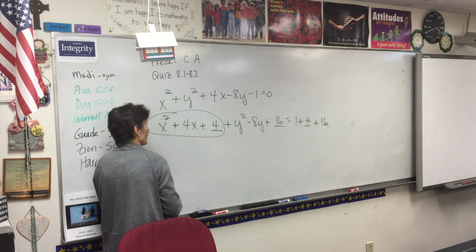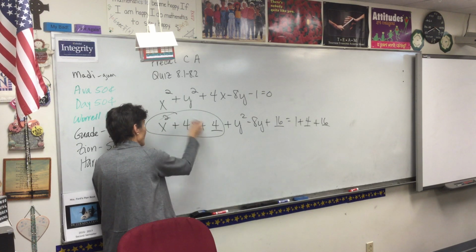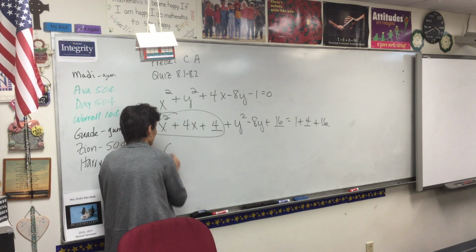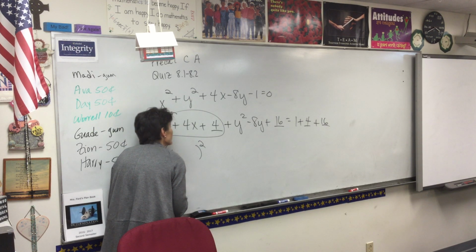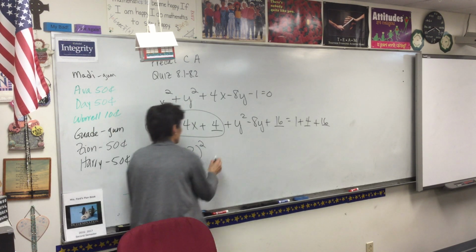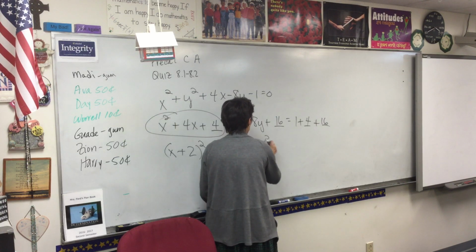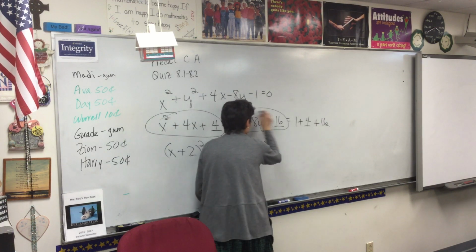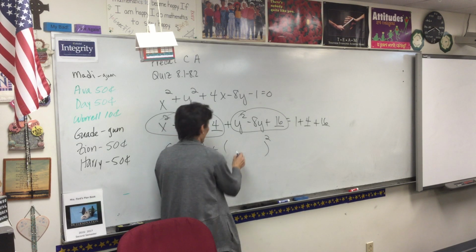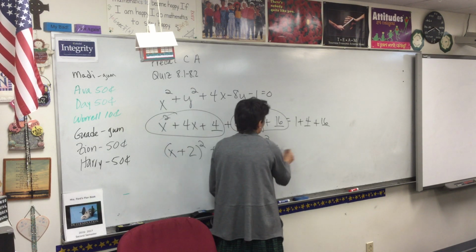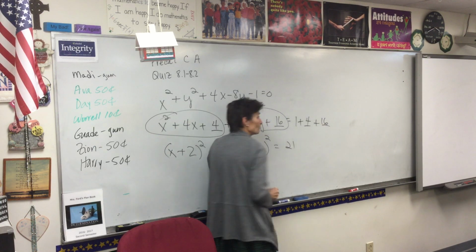What perfect square is that? Jalen Buford. That circled stuff. What perfect square is that? X plus 2. Very good. And then Malcolm Goggins. What perfect square is that one? Y minus 4. Beautiful. And then all that adds up to 21.